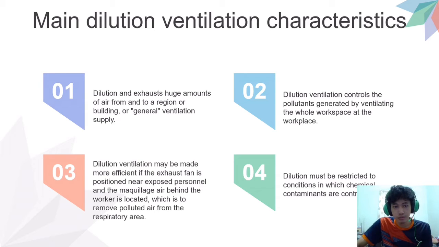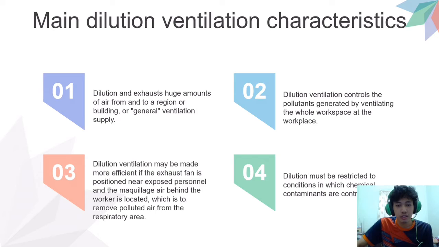So the main dilution ventilation characteristics: number one, dilution ventilation exhausts huge amounts of air from a region of a building, or provides general ventilation supply. Second, dilution ventilation controls the pollutants generated by ventilating the workspace at the workplace.